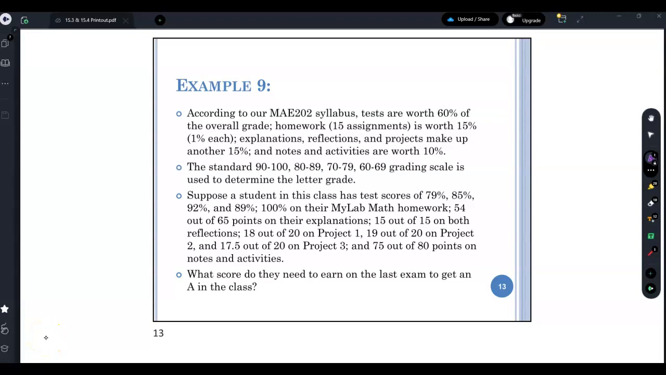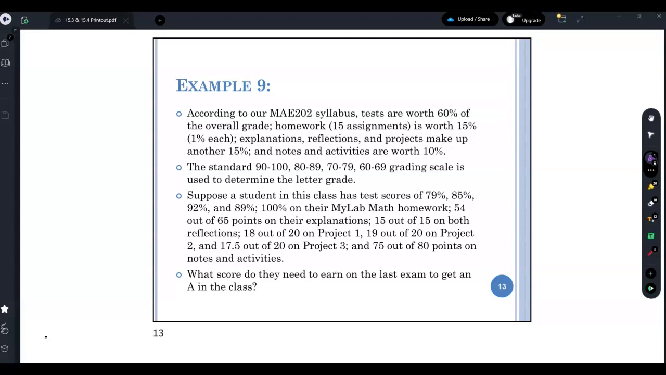According to our MAE 202 syllabus, tests are worth 60% of the overall grade. Homework, which is 15 assignments, is worth 15%, so that's 1% each. Explanations, reflections, and projects make up another 15%, and notes and activities are worth 10%. And we use a standard 90 to 100, 80 to 89, and so on grading scale to determine the letter grade.